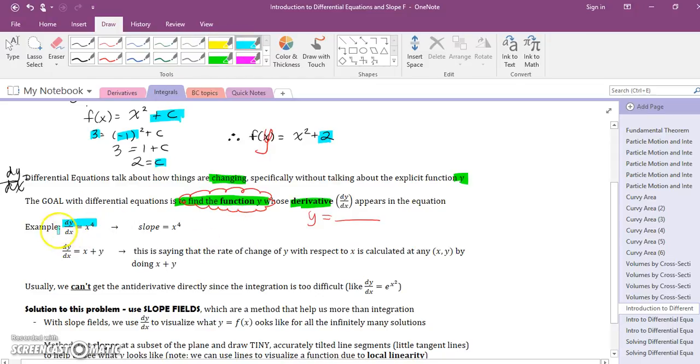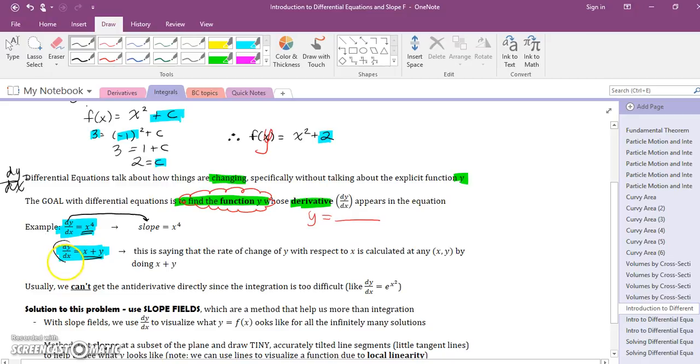Examples of differential equations look like this or like this. Just keep in mind dy dx is slope. So what you could say instead is that I have a function whose slope everywhere is equal to x to the fourth. You can have a slope that's only in terms of x, or you could have a slope that's in terms of x and y.